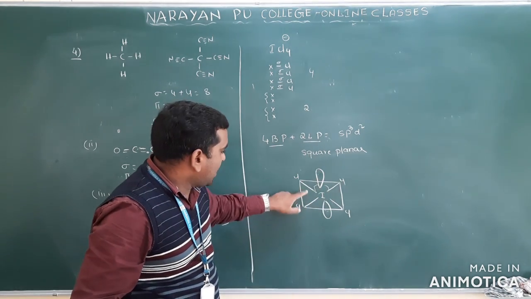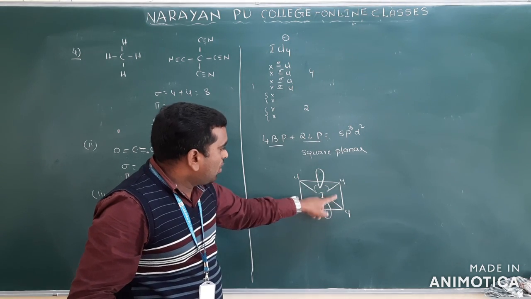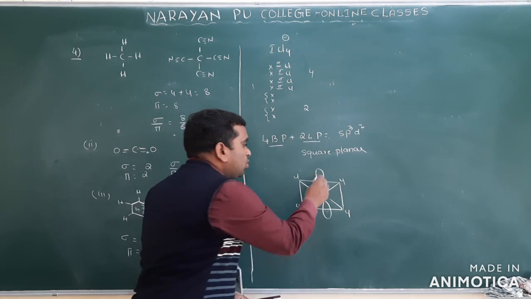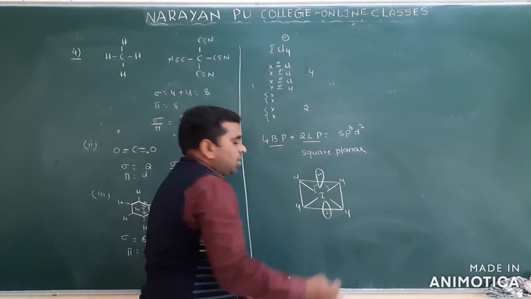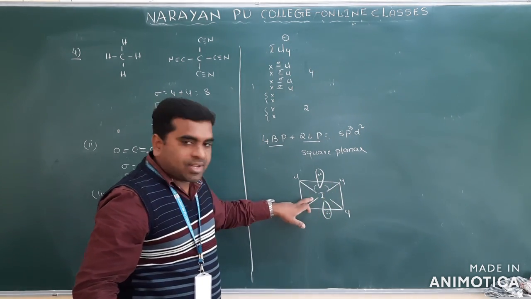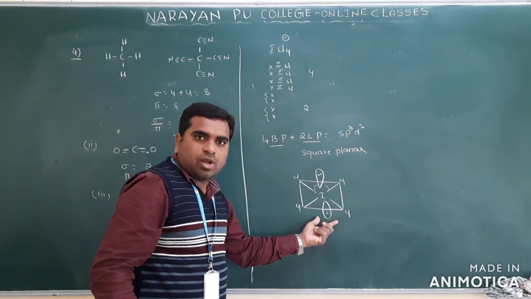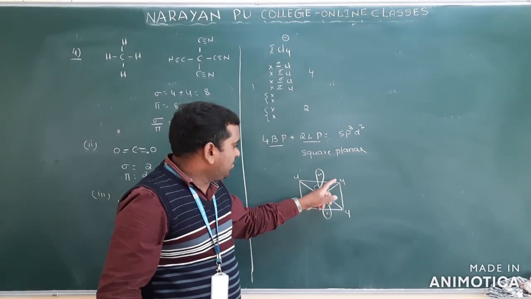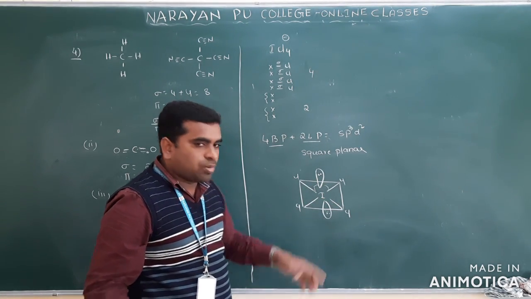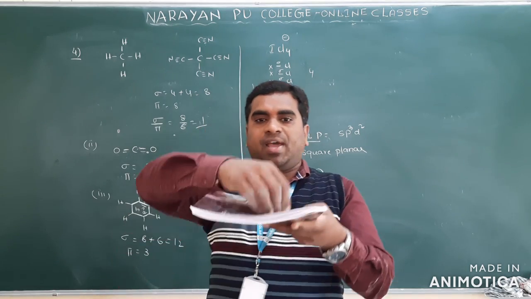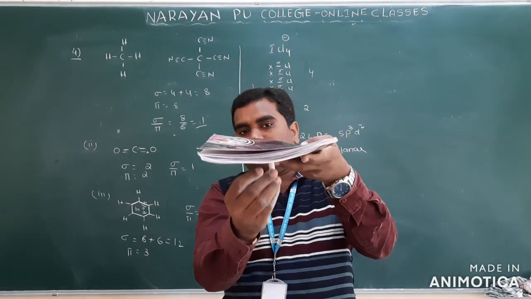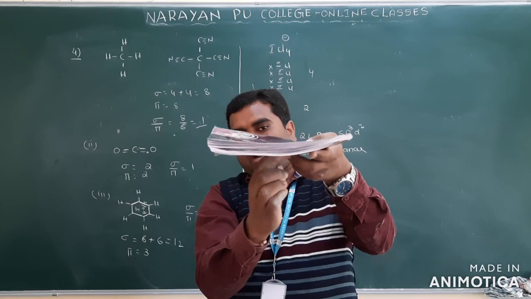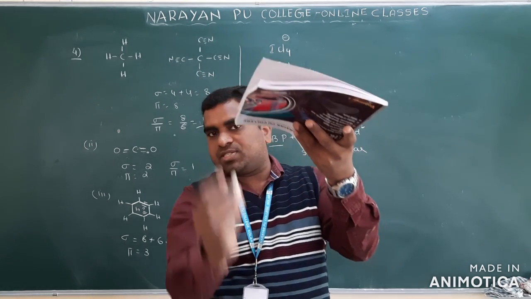4 bond pairs. These we will call bond pairs. One lone pair is making 4 repulsions with the 4 bond pairs, and here another lone pair is there. This is also making 90 degrees with the 4 bond pairs, because this is above the plane. Below the plane also, it will make 90 degrees with the bond pairs.